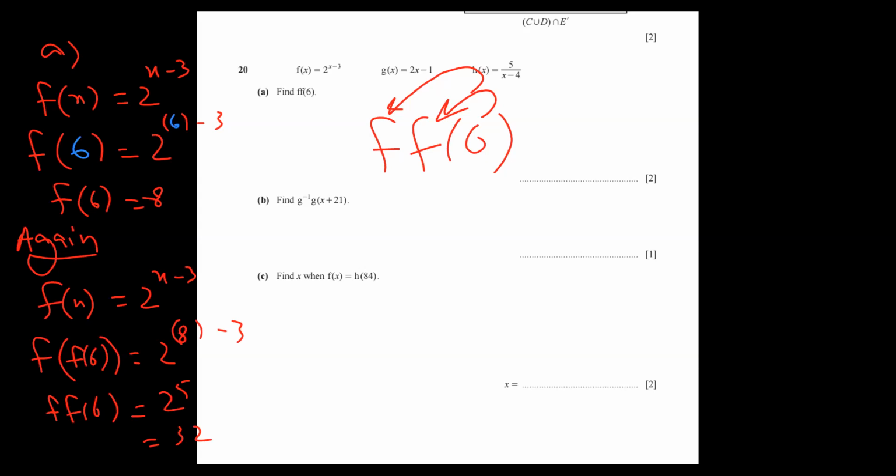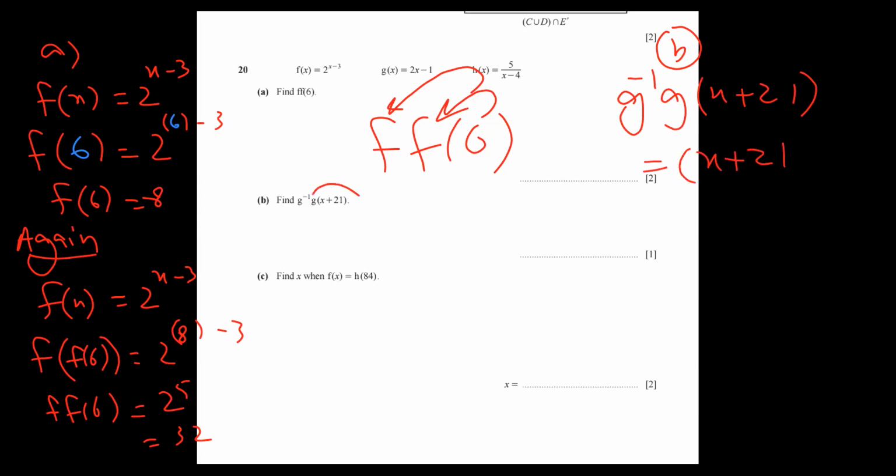Now I'm going to do part B. Part B is G inverse of G of x plus 2. For your knowledge, G and G inverse are the opposite of each other, so the answer is directly whatever is in the bracket. Alhamdulillah Rabbil Alameen, this part is also done.